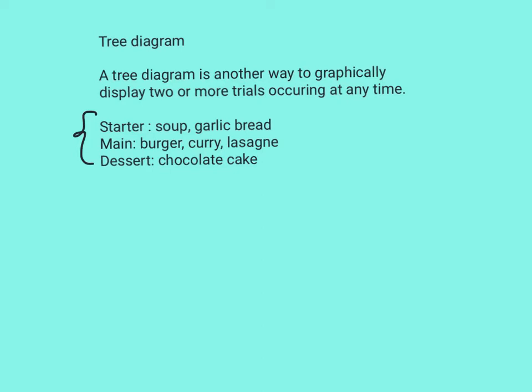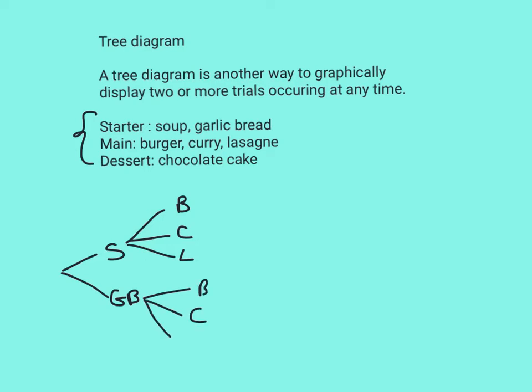So to start off, we have two starters. The first one being soup, and I'm just going to put S as soup, and GB is garlic bread. I'm just going to make that a bit smaller because I will be tight for space. Looking at that then, if we have soup, we have three options of main course. So we have a burger, a curry, or lasagna. And similarly, if we go with garlic bread, we have a burger, curry and lasagna. And then finally, for all of those, we only have one option of dessert, so that's chocolate cake.